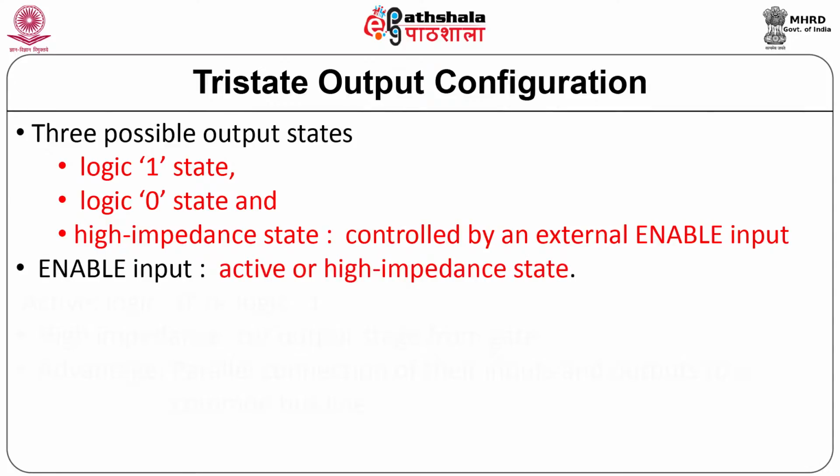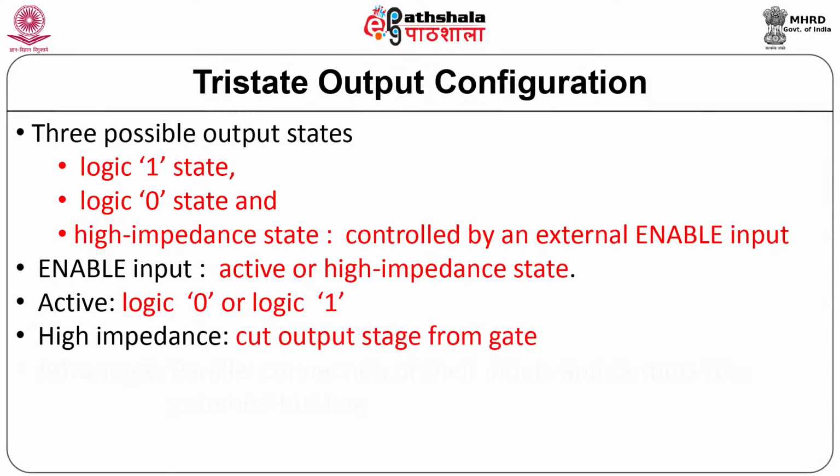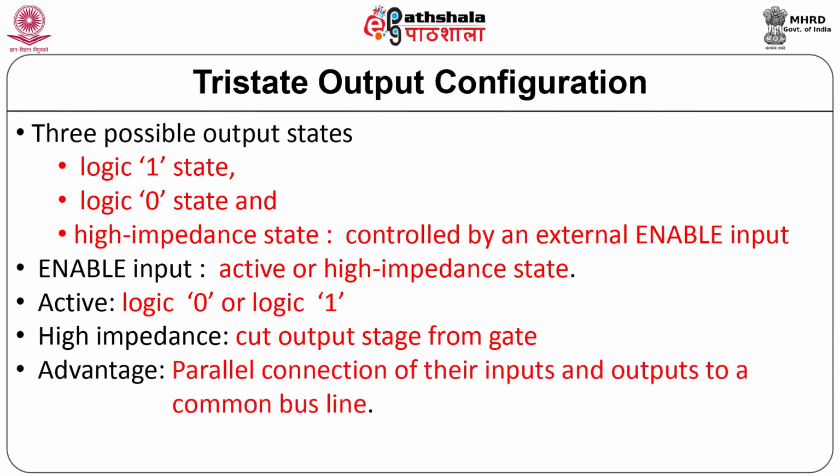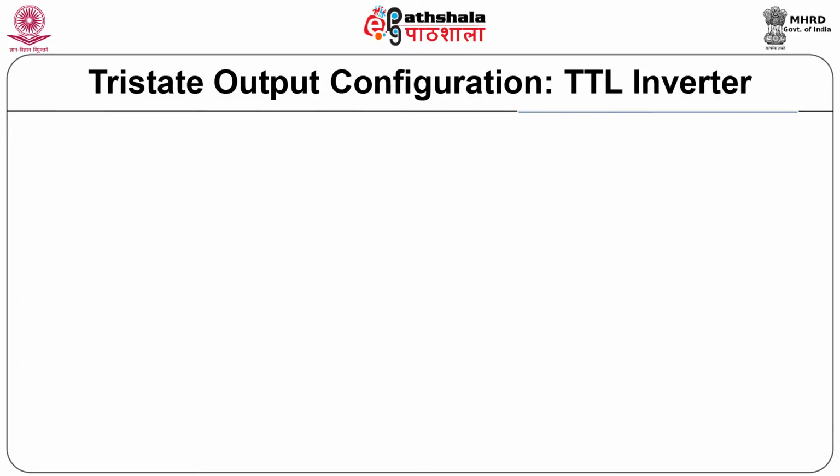This enable input selects the active or high impedance state. When we say active, it means logic 0 or logic 1, and high impedance state means the output stage is cut off from the gate. The advantage of such an output configuration is the parallel connection of their inputs and outputs to a common bus line. Let us see how this tri-state output configuration works.